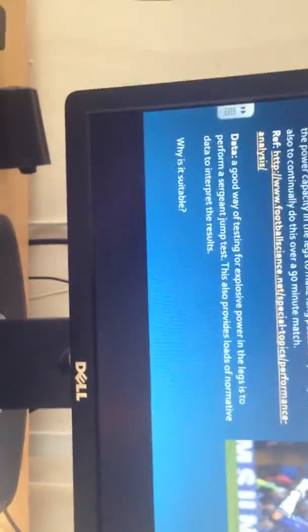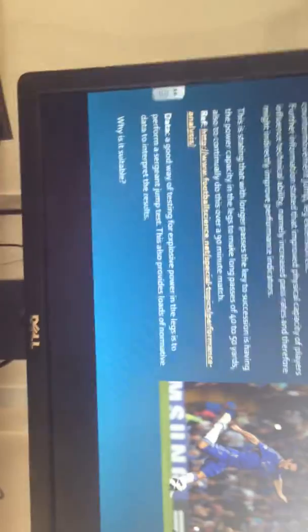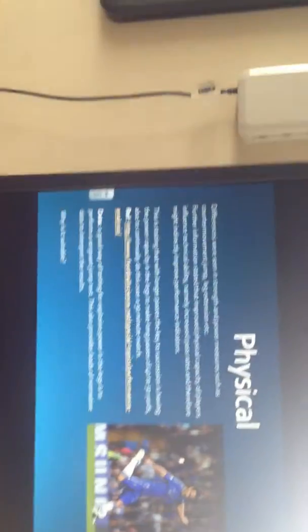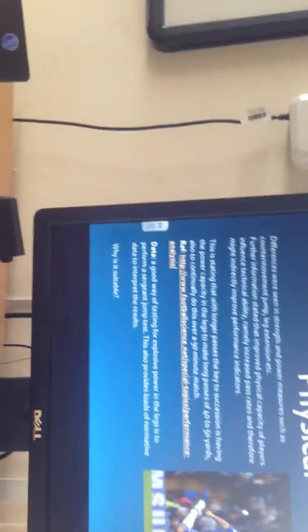Data, a good way of testing this is testing for explosive power. So we have explosive power tests, such as the Sargent jump test. This is basically where you get a participant stood on a mat. They have a belt around their waist with a string which you tighten up, so when you jump, it's up to their waist when they're stood, and the rope is nice and tight.